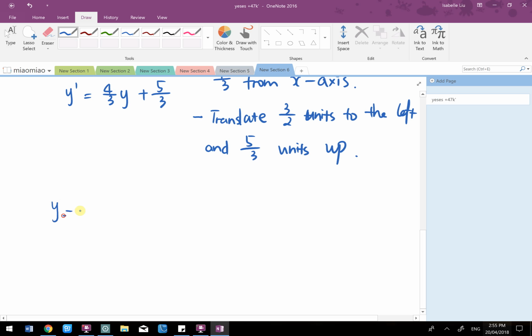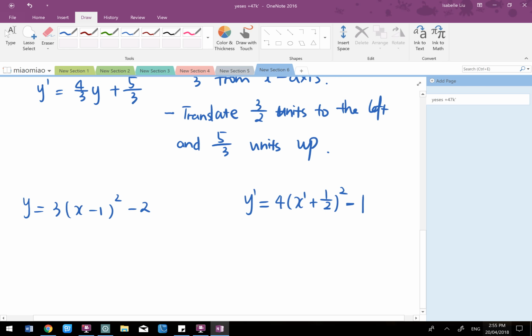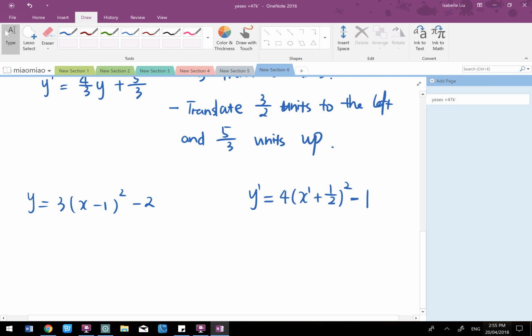So y equals 3 times x minus 1 squared minus 2, and y dash equals 4 times x dash plus a half squared minus 1. Is that minus? Yeah, it's minus 1. Okay, which number in each equation actually gives you the dilation? 3 and 4, right? Because we move the 3 to the left hand side, we move the 4 to the left hand side. That's why the dilation happens from the x-axis.